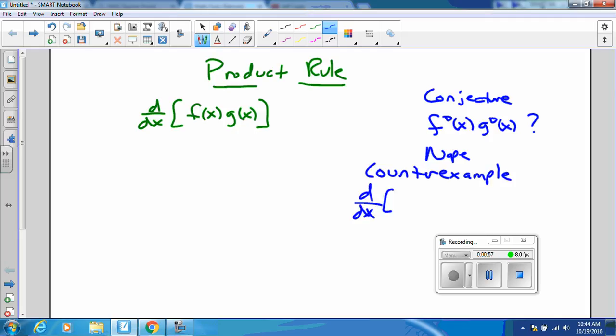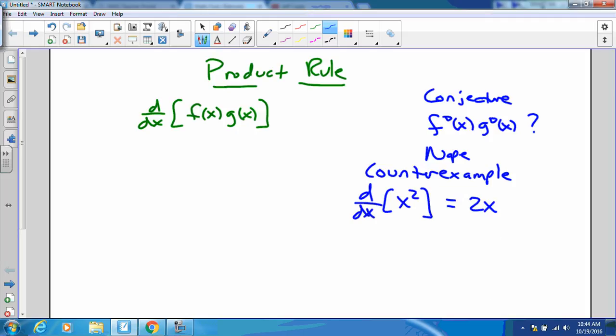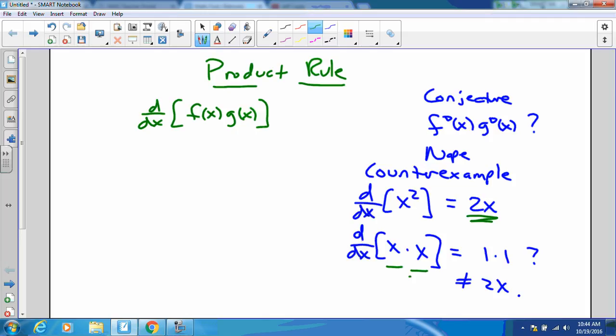If I look at the derivative of x squared, then you already know from the power rule that the derivative of x squared is equal to 2x. But if I were to write it as the derivative of x times x and try to use my conjecture, that would tell me that it should be equal to 1 times 1, which is not the same as 2x. And so this means that the product of the two derivatives here is different than the derivative of the product there. This conjecture turns out to be false.